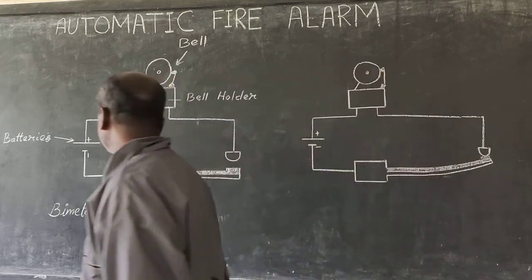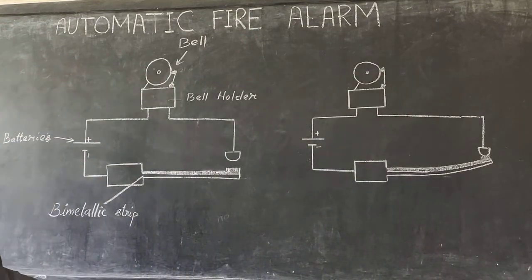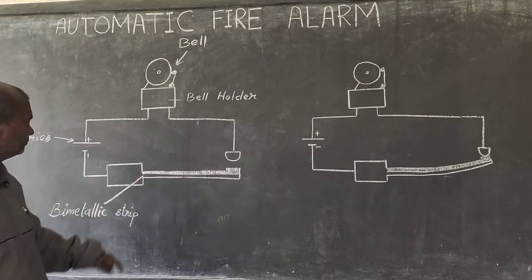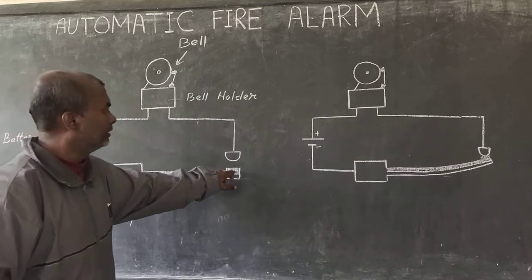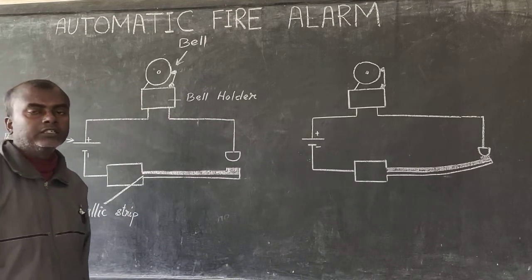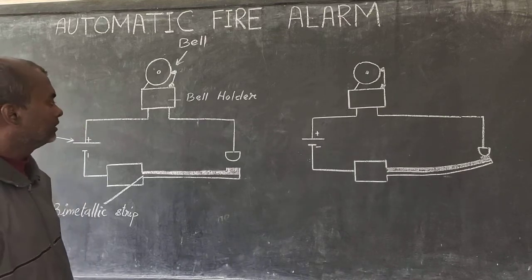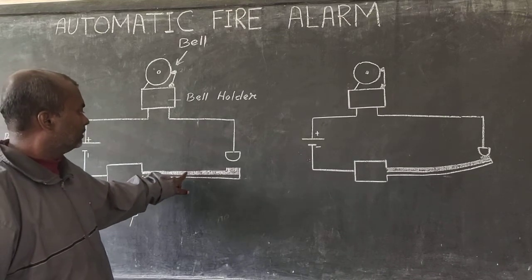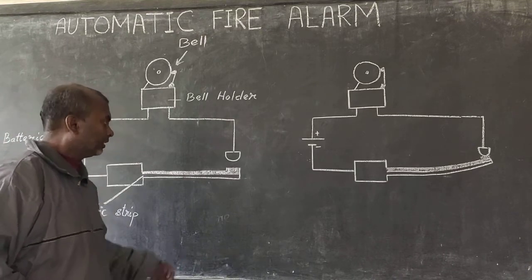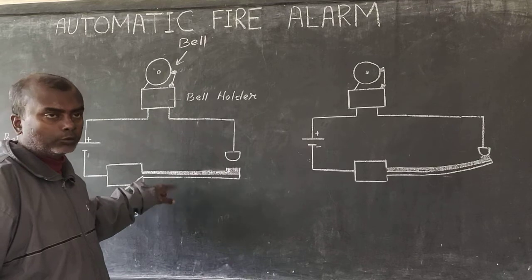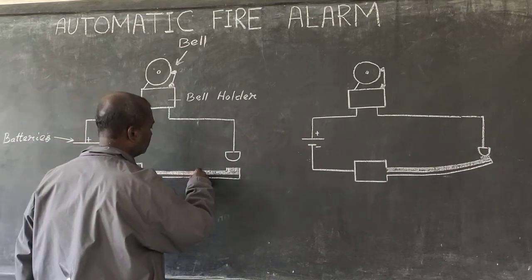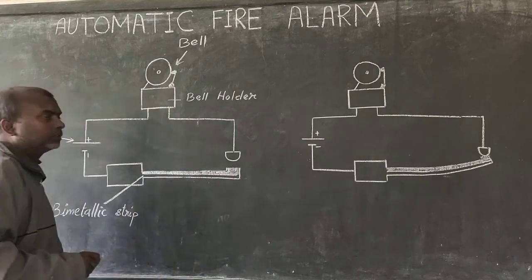Now here is how a bimetallic strip automatic fire alarm looks. This is the bimetallic strip. The shaded region is made up of one metal, and the unshaded region that I have drawn here represents another metal. The shaded region may be the metal with the lower heat expansion, and the unshaded one, the lower metal, will represent the higher expansion metal, the metal which expands more.